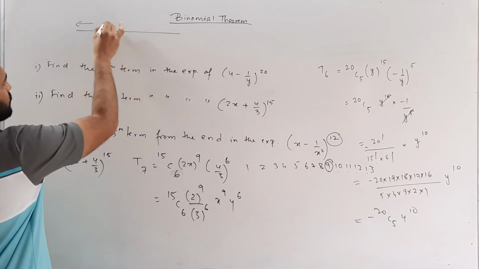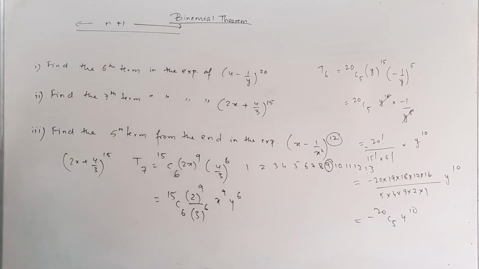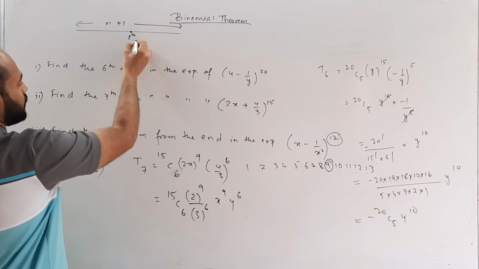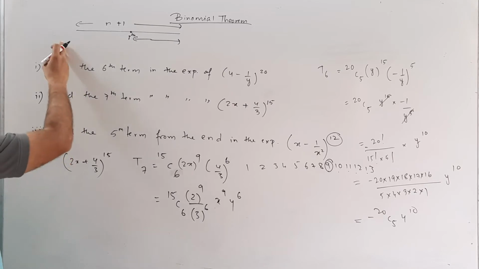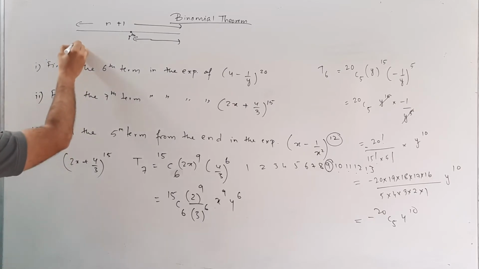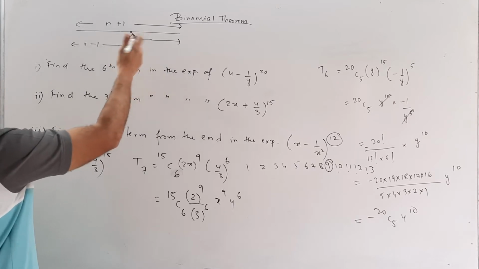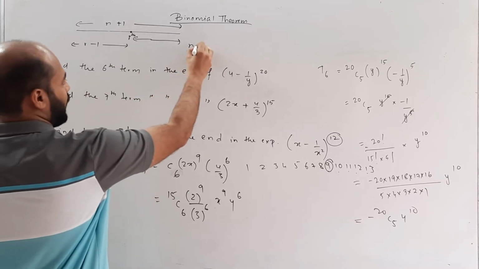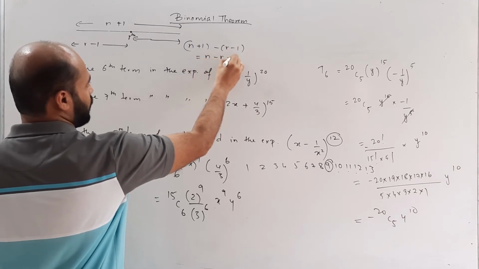If there are n terms, if the power is n, of course, then the number of terms will be n plus 1, that is the total terms. And if you are concerned about the rth term from the end, then from the initial point, all these terms will have r minus 1 terms. So if you have to find this, it is n plus 1 minus r minus 1, which is going to give us n minus r plus 2.